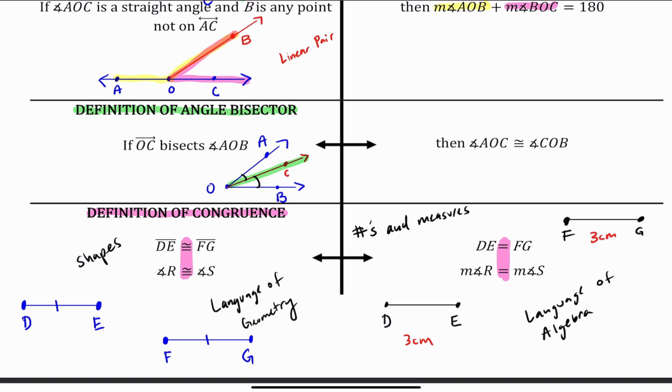It's important to note that you could be switching from the language of geometry to the language of algebra because of the definition of congruence. Or you could be switching from the language of algebra to the language of geometry, again, by the definition of congruence. It's a biconditional statement, so it goes both ways.